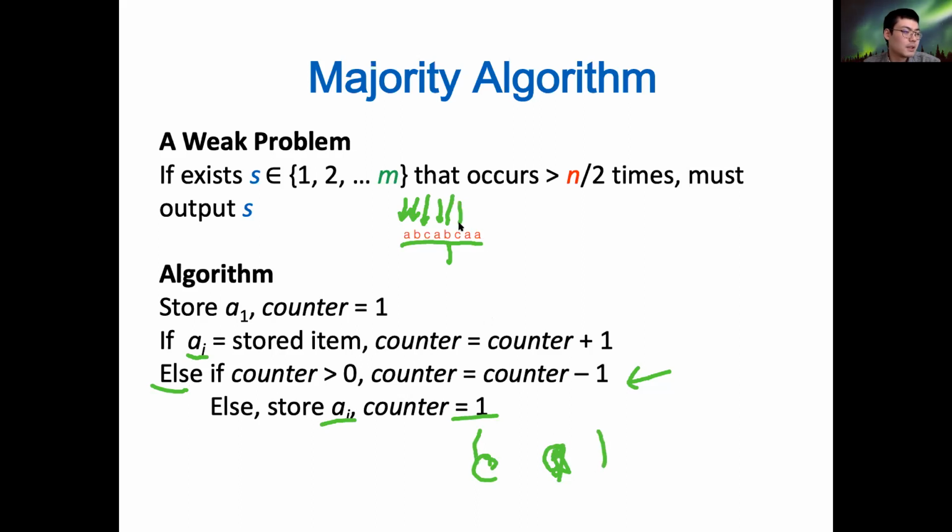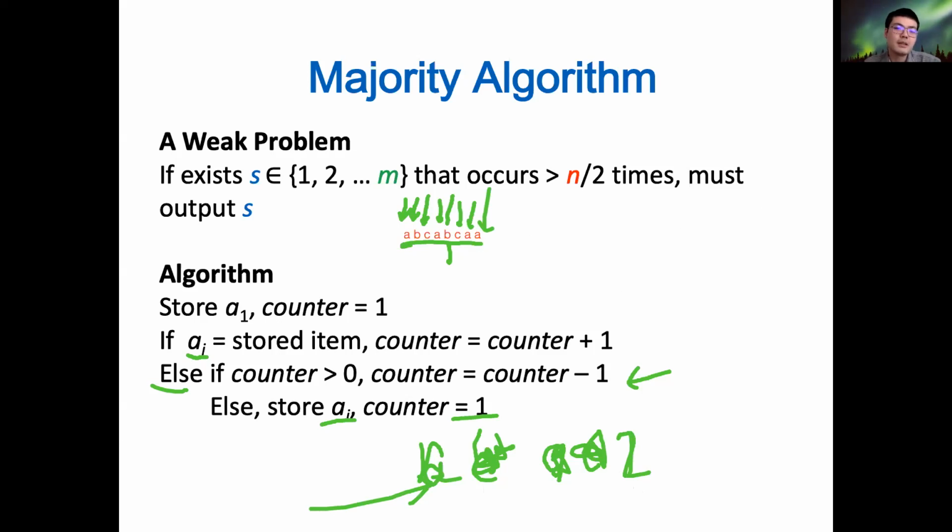B1. And then we see C again, and B and C are not equal. We will cancel this, the element is B, and the counter is 0. And then we see A again, and because this counter is 0, it's like non-existent, we can just put A here, A1. And then we see A again, then we have A2. So by the end, we see, hey, the stored item is A, and A is really the majority. We have 4 A's, 50% already, because B, C, B, C are also 4 numbers. So we have the majority at the end.